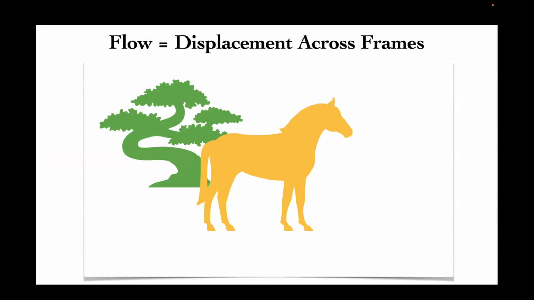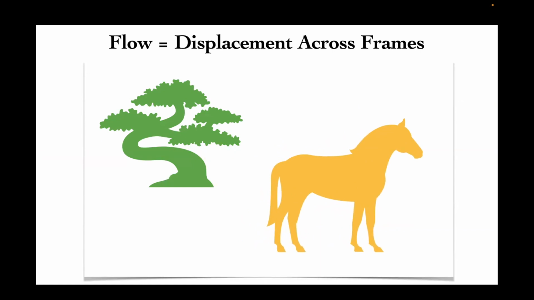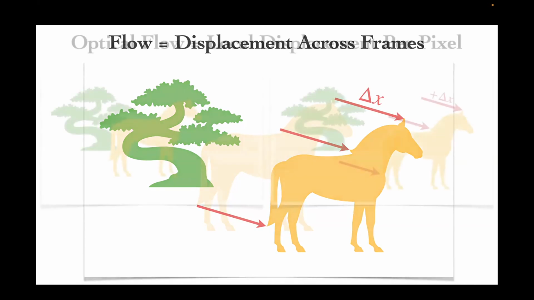So what is flow? A quick briefer on the concept of flow, which is simply the displacement across frames in the 2D image. Consider this scene, and this horse moved to a different location in the second frame. And so if we look at the traces of movement, each pixel will have a corresponding location in the 2D image plane. And that becomes a displacement vector for each pixel.